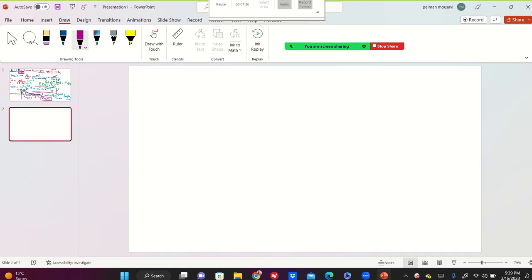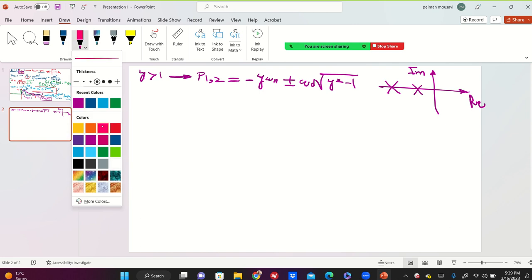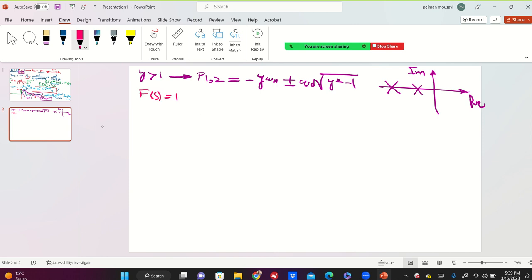Okay. So when your system is overdamped, you know from your notes that you have a pair of distinct real poles, minus zeta omega n plus or minus omega n square root of zeta square minus 1. Remember that if you plot them on the real and the imaginary axes, these are the poles on the real axis. I taught you. So again, I'm going to stick to the impulse input. F of s is 1.